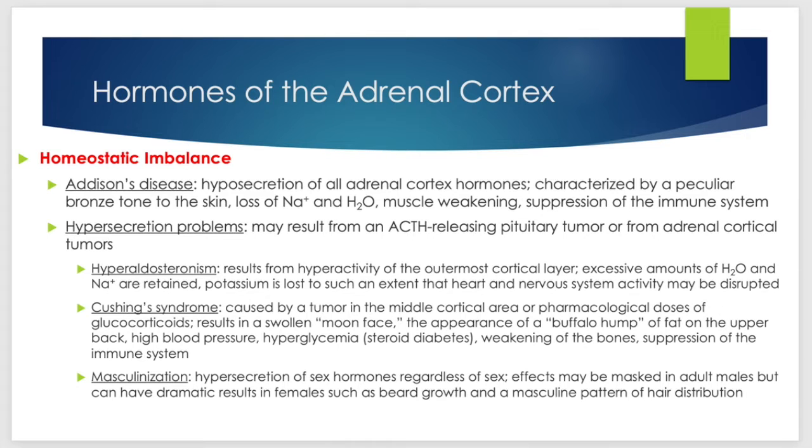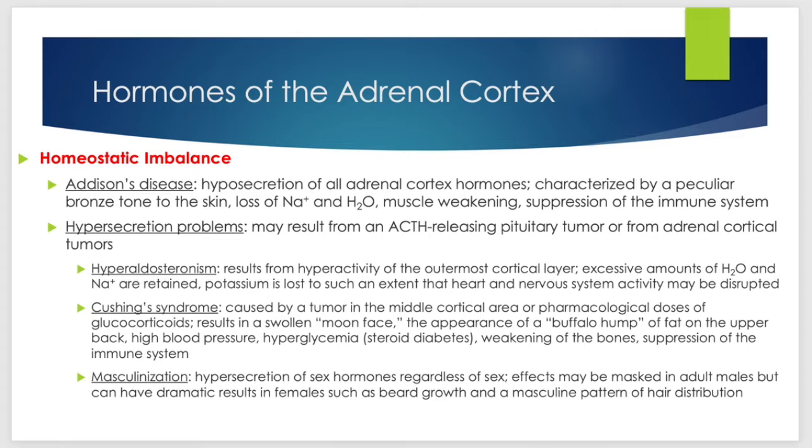With hypersecretion problems, again, producing too much adrenal cortex hormones, it could actually result from a tumor in the pituitary gland or in the adrenal cortex. So we would have hyperaldosteronism, and that is when the outermost cortical layer of the adrenal gland is hyperactive, causing excessive amounts of water and sodium to be retained. Potassium is lost too much, to such a point that the heart and the nervous system activity can be disrupted.